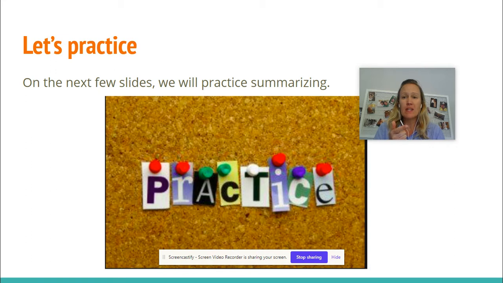Then you decide, is there a topic sentence of this chunk of text that could stand as a summary? Because a lot of times, again, we know as writers, we put kind of the gist of what we're going to talk about and then we elaborate. And so a lot of authors do that.